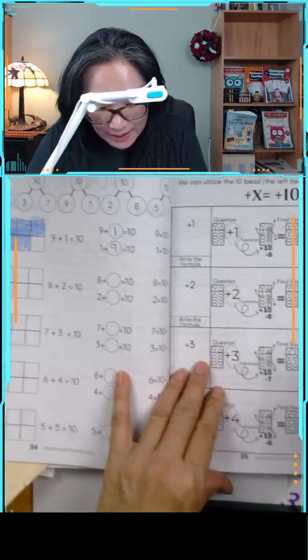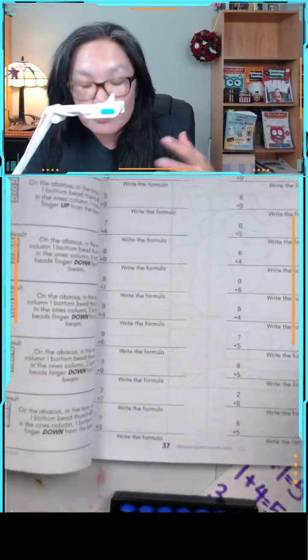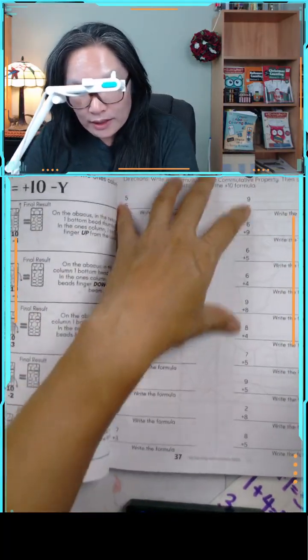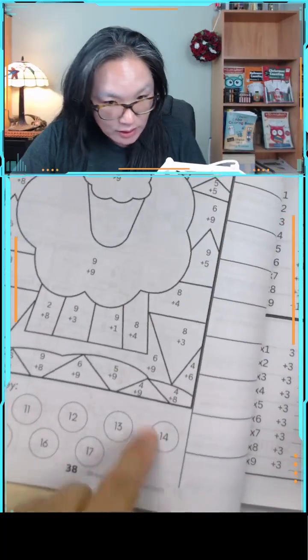This is the plus tens, and then we go into understanding how to do the plus tens. And the plus tens is like carrying over, right? The concept of carrying over. And then I give you some review questions, and then I give you an activity. This is color by number. Just answer the questions, and then you can follow the key.